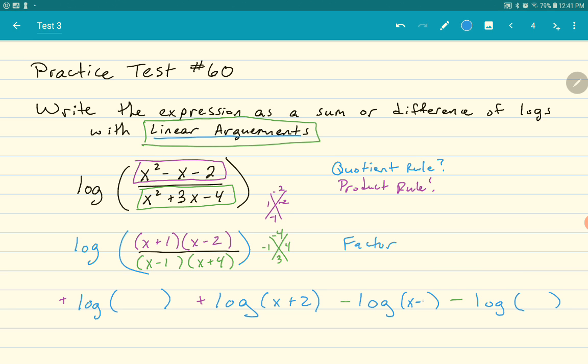So in the denominator I have x minus 1 and x plus 4. And in the numerator I have x minus 2 and x plus 1. So I've looked at this log, which is a log of products and quotients, and I've applied both the product and quotient rule in one step by making everything in the numerator a positive and everything in the denominator a negative. Remember, logs are really just exponents, so they follow those same behaviors.